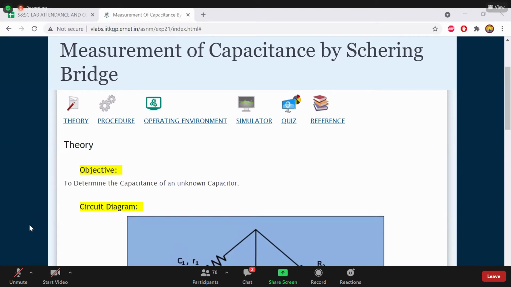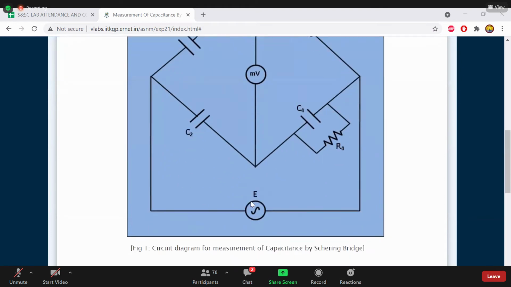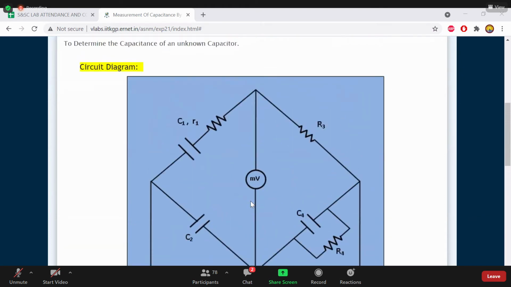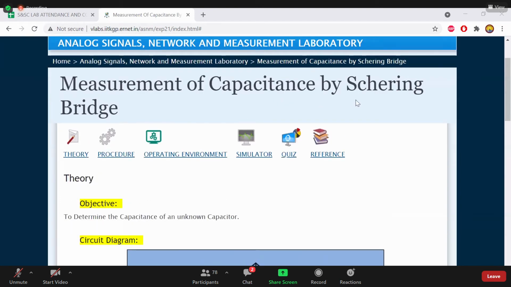Students, our seventh experiment is measurement of capacitance by Schering bridge. In the previous experiment, we measured unknown inductance, and this bridge is for unknown capacitance. C1 is the unknown capacitance. The name of the bridge is Schering bridge, and the purpose of this bridge is to measure the unknown capacitance.